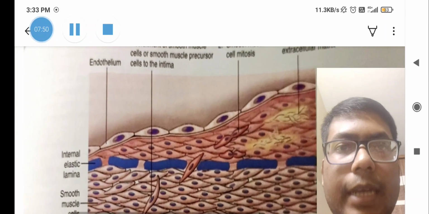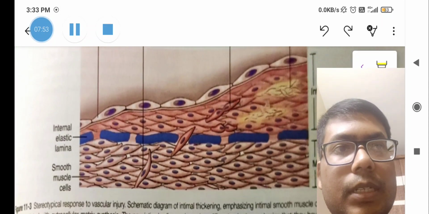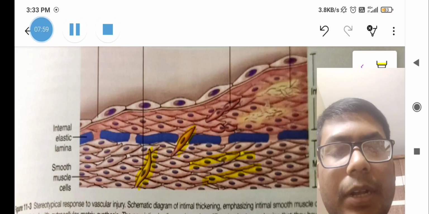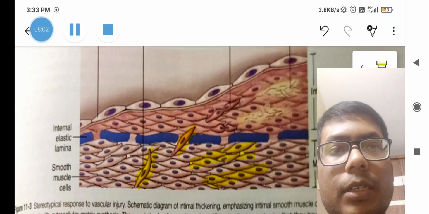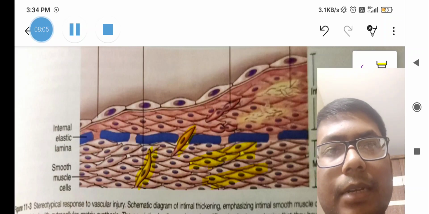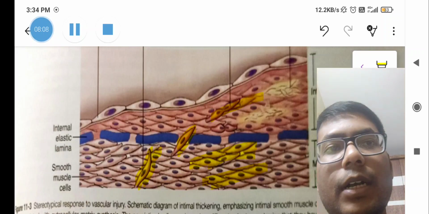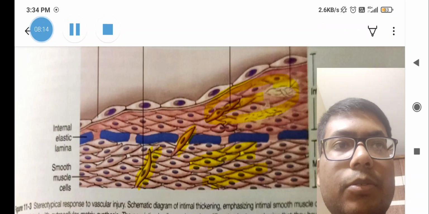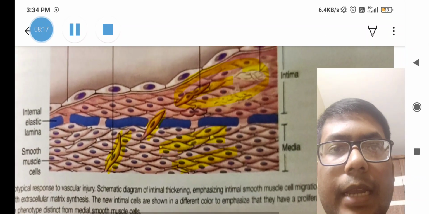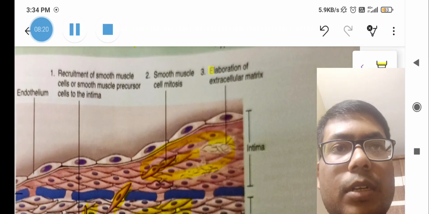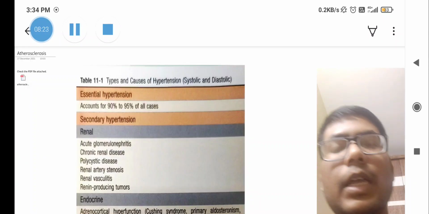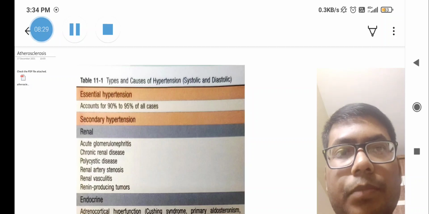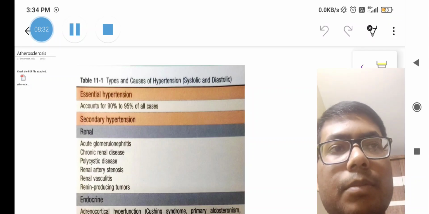Next, if we see this diagram, this is our smooth muscle cells, and this is our tunica intima, tunica media, and the smooth muscle cells are proliferated and going into the tunica media part, and the tunica media is more thickened. Yes, and there is more extracellular matrix deposition. Now, before going into atherosclerosis, we need to know some basic points about hypertension. Hypertension is mainly of two types.